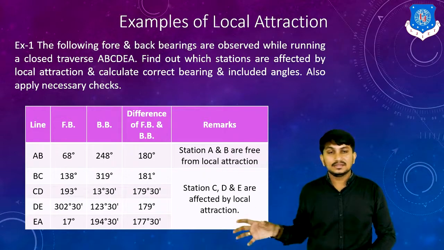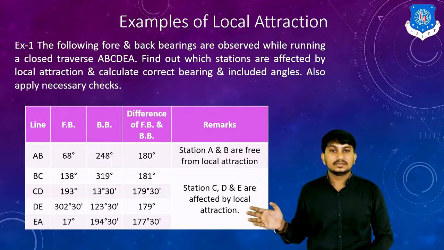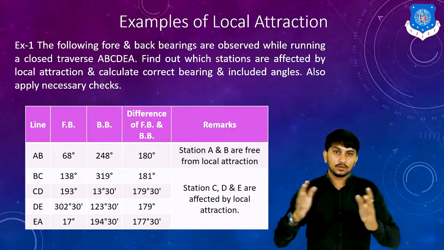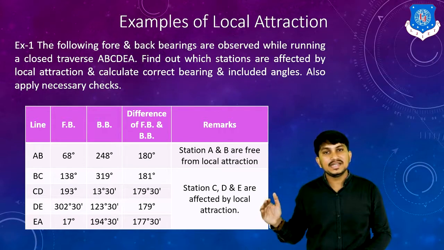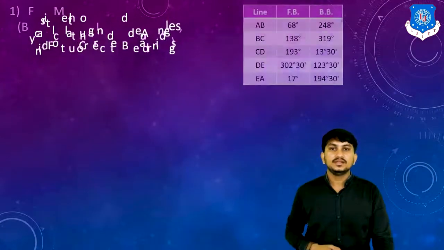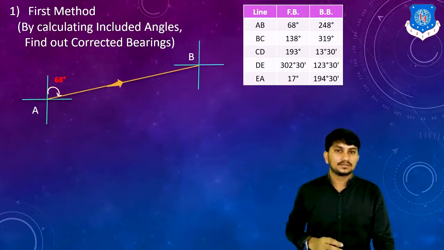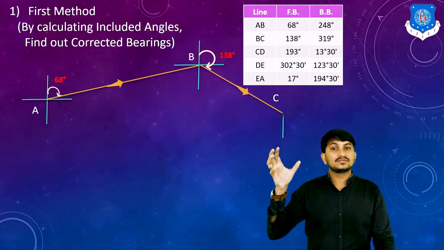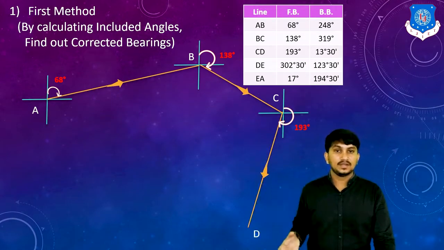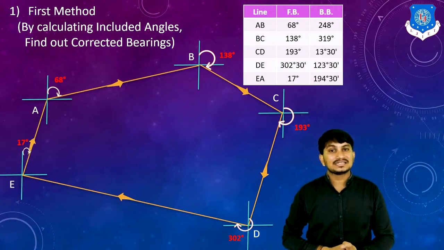Okay, so by these values of differences, we can remark that stations A and B are free from local attraction and stations C, D and E are affected by local attraction. First, we have used the first method by calculating included angles. For calculating included angles, we have to first draw a traverse. How to draw a traverse? We have just discussed in the last lecture.